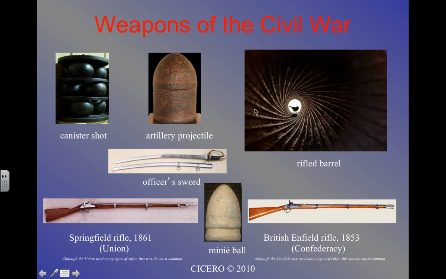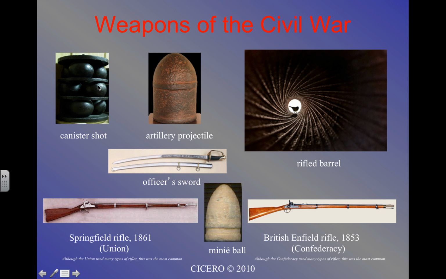We've gone over a little bit of the weaponry. Here's an artillery projectile shot out of a cannon or a mortar. This was very similar to the mini ball that we went over, because it was shot out of a cannon at a much wider range.